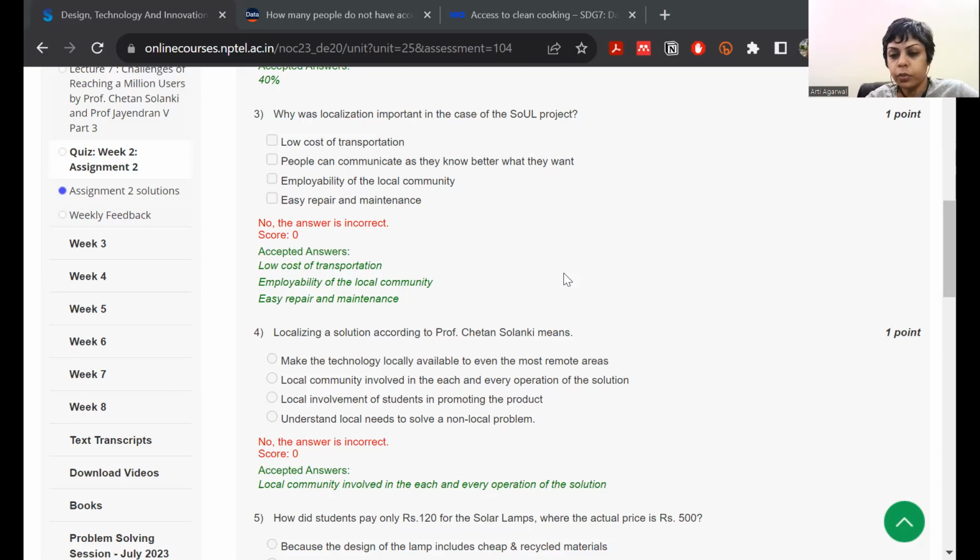Easy repair and maintenance was one of the reasons why people were not already using a solar lamp. The main question was, if there are solar lamps available in the market, why are these people not using them? What is the issue with using solar lamps? And this was the issue, that the lamps already in the market were not repairable if they break, or if there is some sort of an issue, then the lamps just had to be discarded. They could not actually use the lamps again. And that was a waste of money for them.